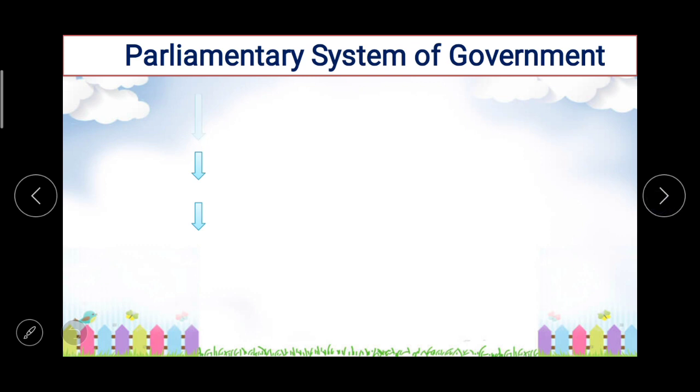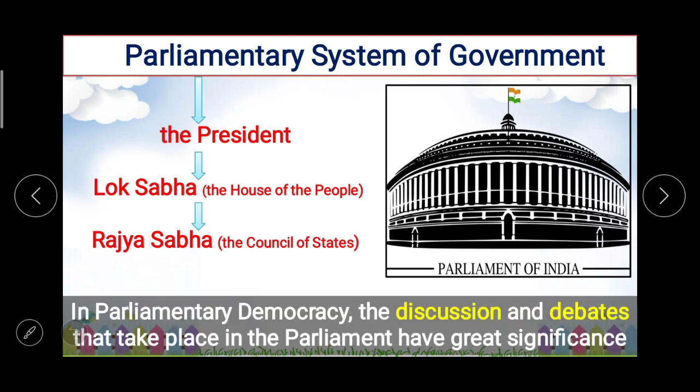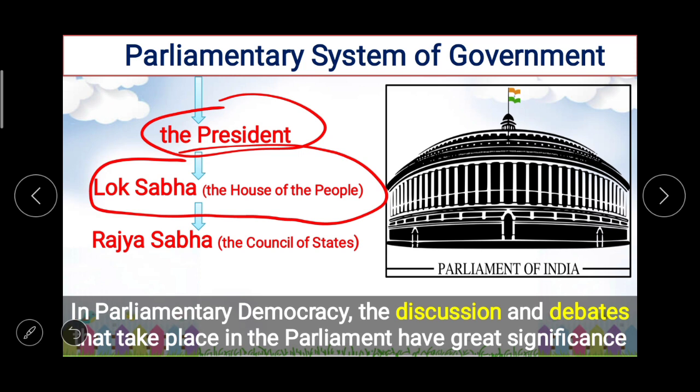Next thing, parliamentary system of government. The Indian Constitution has provided for a parliamentary system of government, that is, the legislature which has the highest decision making power. Indian Parliament includes the President, Lok Sabha or the House of the People, and Rajya Sabha, the Council of States. The Council of Ministers that runs the administration emerges from the Lok Sabha and is answerable to the Lok Sabha for all its decisions.